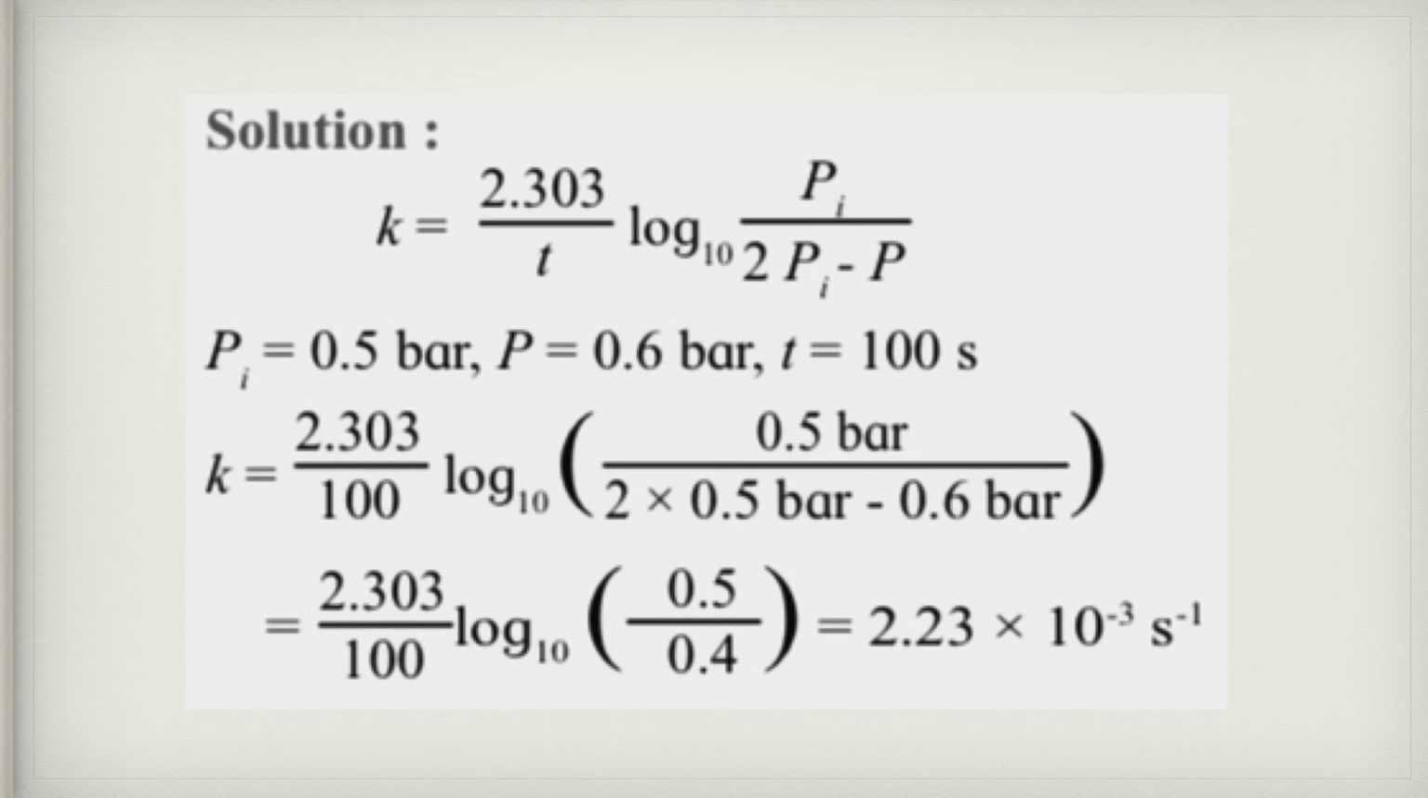So what is the initial pressure given? Pi is equal to 0.5 bar, P, which is the final pressure, is equal to 0.6 bar, T is equal to 100 seconds. So I can directly substitute all the values over here and I'll get the answer as 2.23 into 10 raised to minus 3 second inverse.